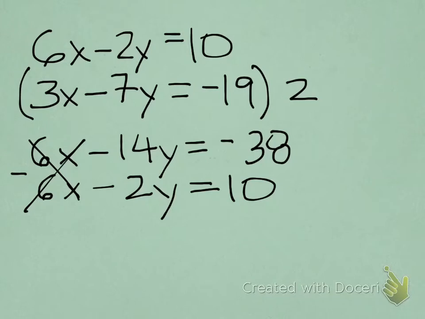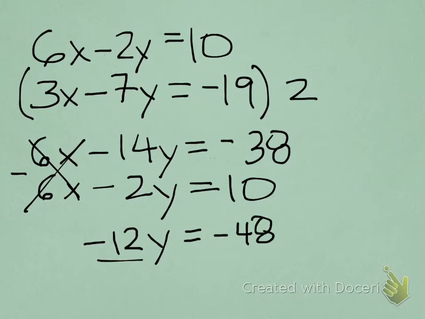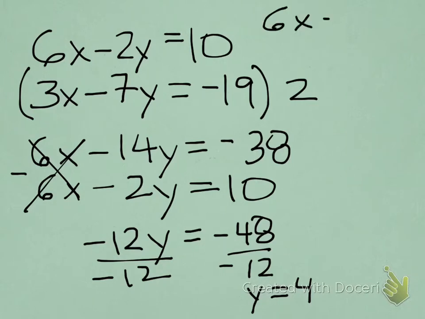Negative 14 minus negative 2 is going to give me negative 12. Negative 38 minus 10 is going to give me negative 48. And then I divide by negative 12 to get y equals 4. And then I substitute it back into either one of the original equations. So the equation that's in parentheses or the top one. I'll just go with the top one. Plug in 4 for y.